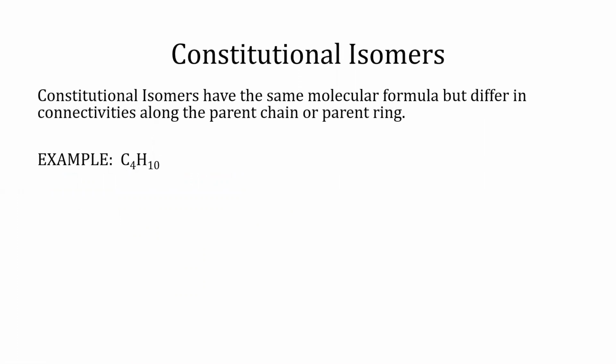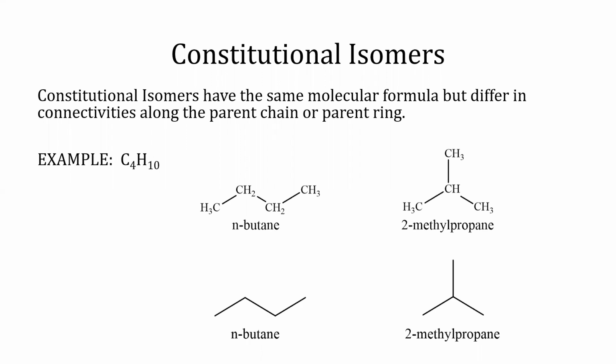Constitutional isomers have the same molecular formula but differ in connectivities along the parent chain or parent ring. The example of two constitutional isomers whose molecular formula is C4H10 are n-butane and 2-methylpropane.